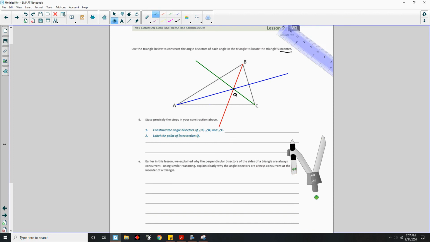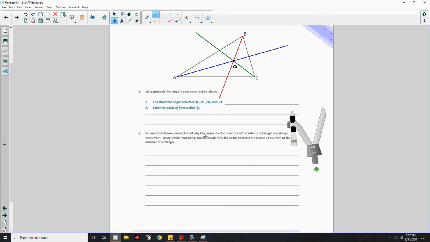So here is Q. Okay, E says, earlier in the lesson, we explained why the perpendicular bisectors of the sides of a triangle are always concurrent. Using similar reasoning, explain clearly why the angle bisectors are always concurrent at the incenter of a triangle. I'm going to let you try that, pause the video, see if you can come up with it, and then I'll give the answer.